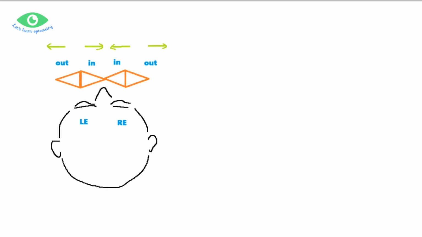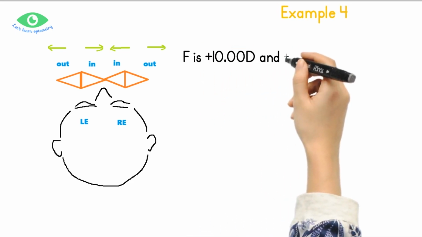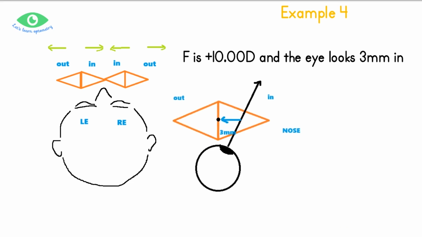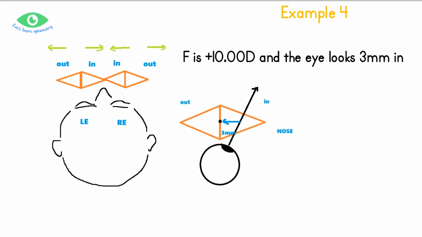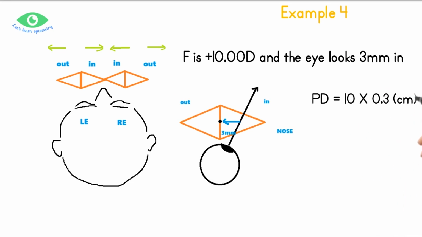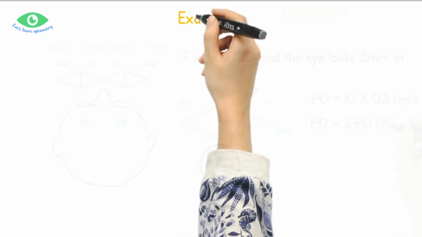Now let's look at what happens when the eye turns in or out. Imagine viewing the lens from above the head with the nose shown for orientation. This helps you easily visualize the prism base directions. Power is +10 diopters and the eye looks 3 mm in. Let's reduce our diagram to a single eye. Left eye from above. So substituting in the formula we get 3 prism diopter base out.